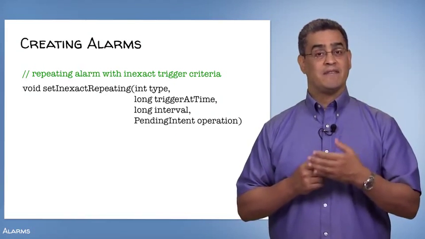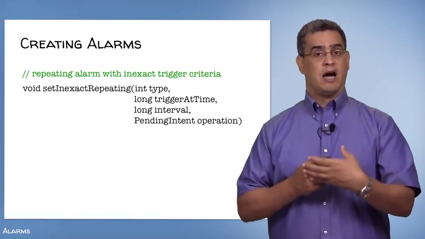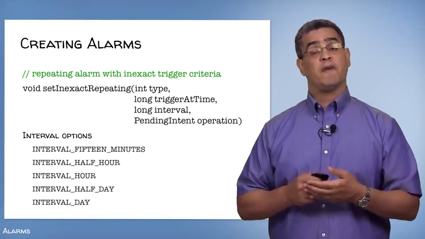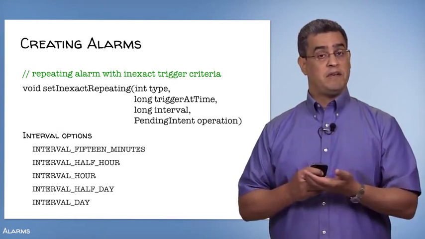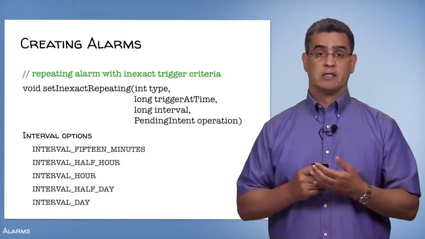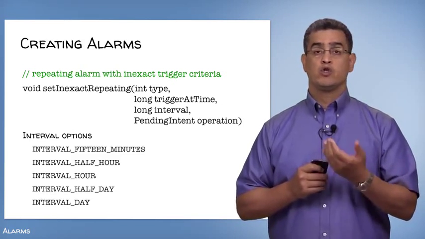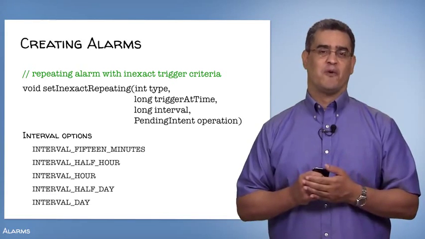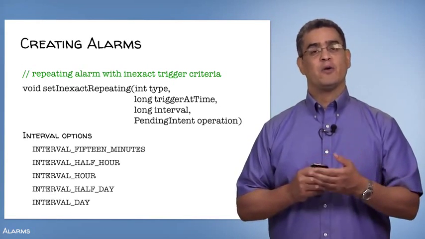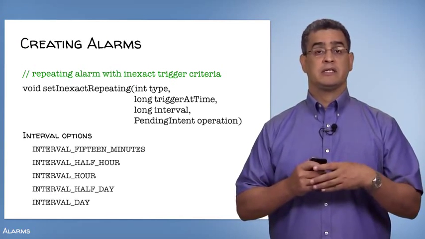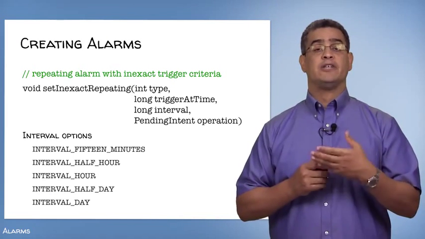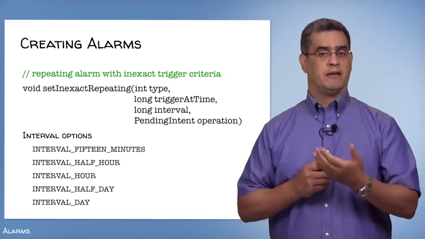And if you want to have this kind of behavior, then your time interval must be one of the following constants, which specifies intervals of 15 minutes, 30 minutes, 1 hour, 12 hours, and 24 hours. And if you don't use one of these constants, then the behavior of the alarms is the same thing that you would have gotten had you used setRepeating instead.